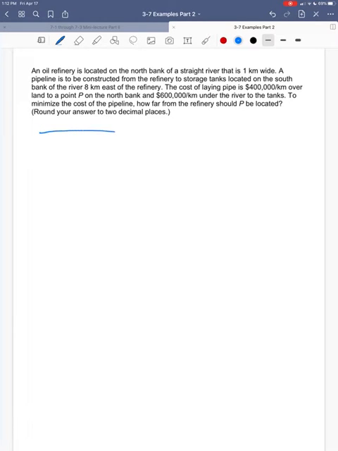So we've got our river, and we know the river is 1 kilometer wide, and we've got a refinery I'll call R on the north bank of the river. And we've got storage tanks on the south side of the river. I'll call that S. And it says it's 8 kilometers east of the refinery. So that distance is 8.